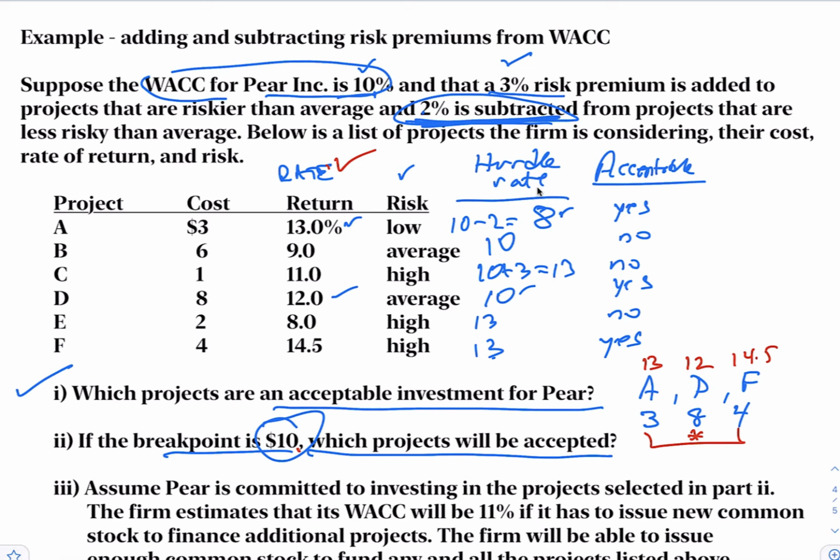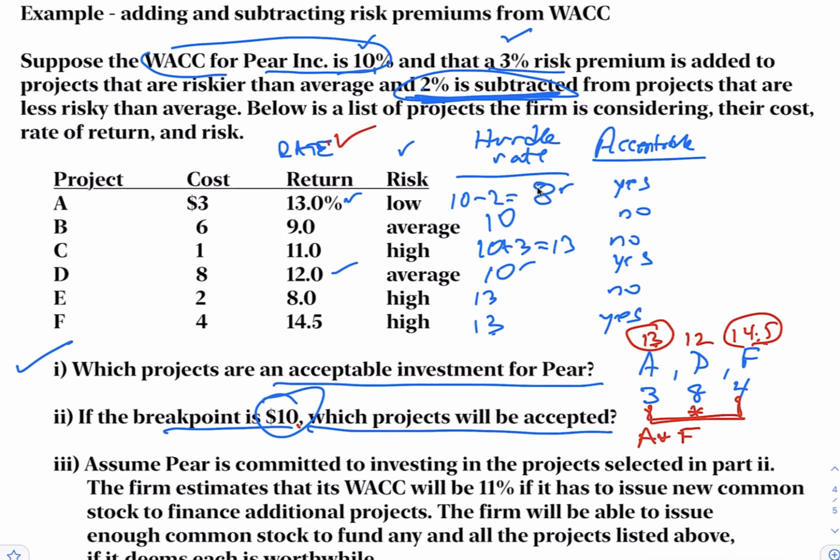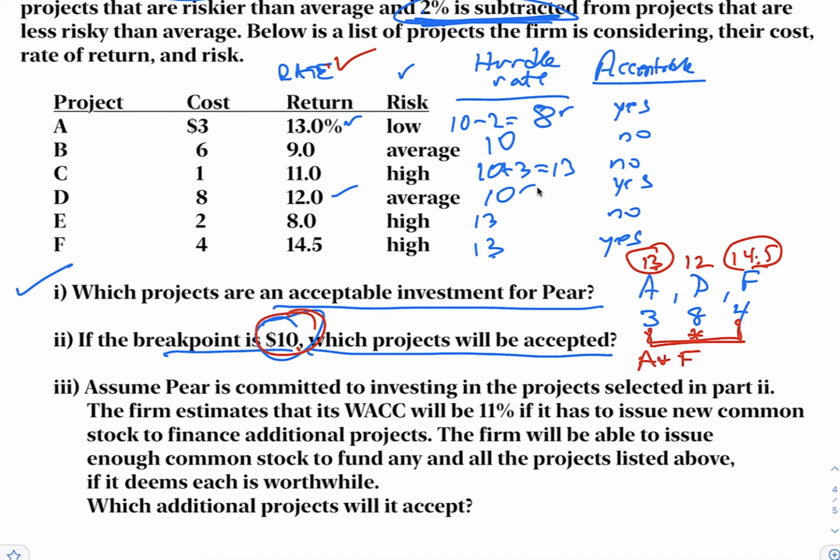Well, if you look at this, A and F look like they have really good returns. Higher returns than D. So on the surface, and given the information in the problem, let's just go with A and F because they fit the constraint and they have really good rates of return relative to D. So the answer to 2 is A and F now. So we crossed one out with this constraint.